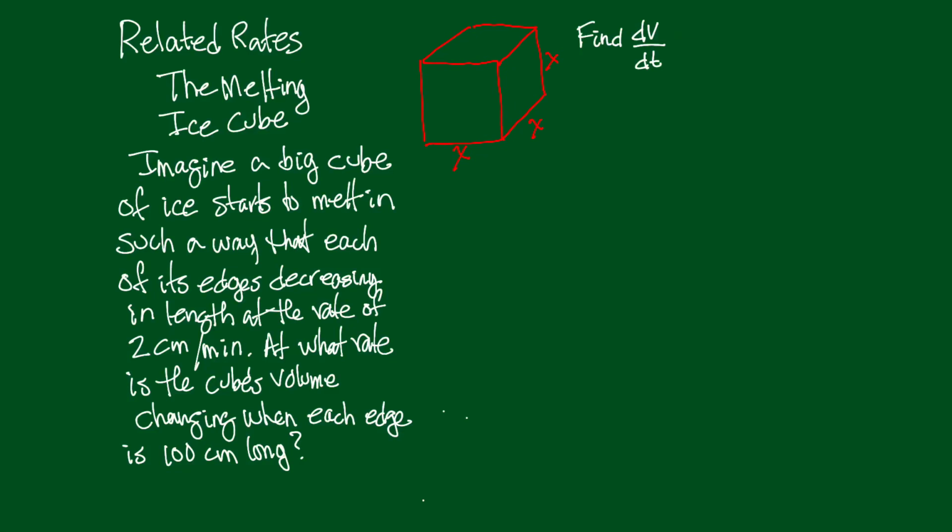So find dV dt when, well, what do we know? We know that the edge, right over here at the left, is decreasing in length at the rate of 2 centimeters per minute. So each edge is shrinking. It probably comes in from both sides, but it's shrinking at 2 centimeters per minute, right? So this is coming in this way, and this is coming in this way. So here's what we know, dx dt equals, now it's shrinking, so it's negative 2 centimeters per minute, and I want to find it when x is equal to 100 centimeters, right? That is right down here at the end.